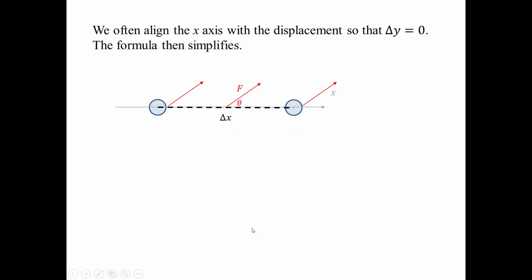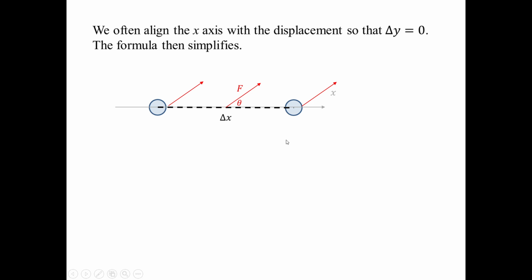Now, a common case that you'll find in textbook problems: imagine that you're dragging a box along the ground. So you're dragging it by a string, and the string is tilted up at some angle theta to the horizontal. So we're dragging this box from an initial position to a final position by keeping a constant tension in the string at a constant angle to the ground.